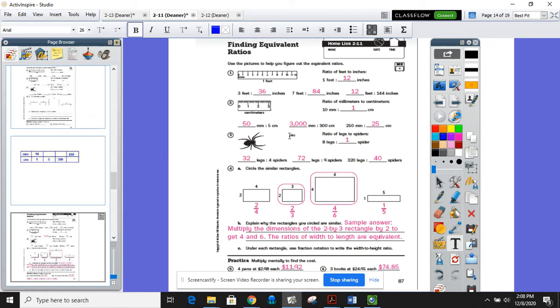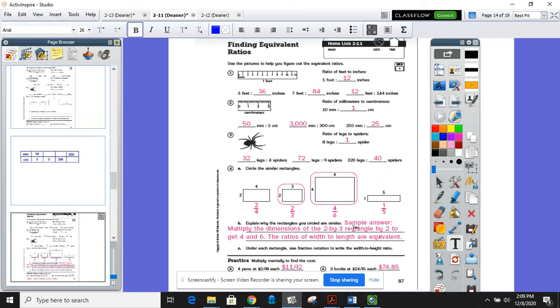The millimeters is the same, 10 millimeters in 1 centimeter, according to the ruler. So then you have the answers. You would have had to multiply by 10 to get these answers, and then you would have had to divide by 10 to get this answer. Spider legs, multiply by 8 to get the answer, and then you would divide to get this answer.